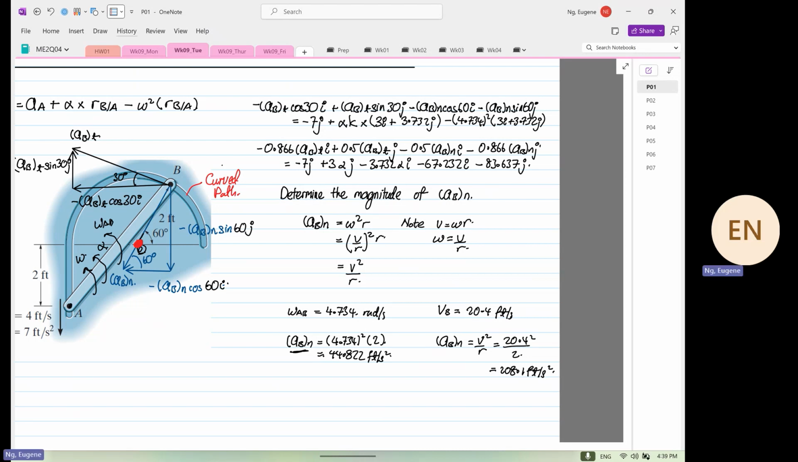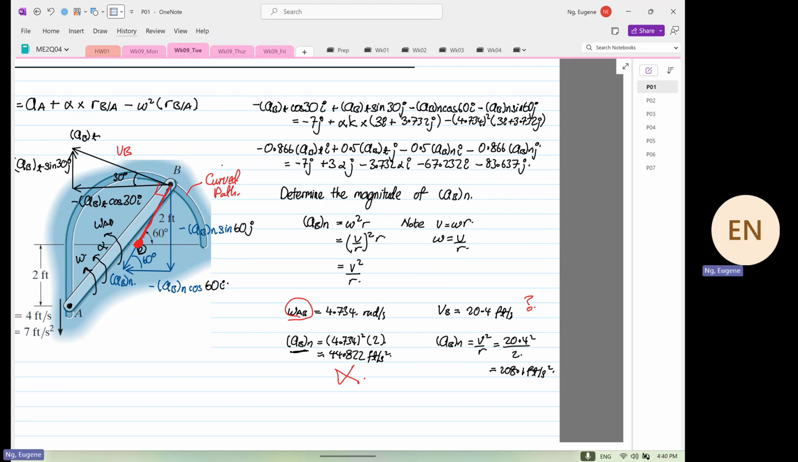Right? So when that's the case, this is wrong, because we use omega AB. Then how come VB is equal to 20.4 and we are good? This is because if you look at the vector for VB, VB is 90 degrees to this line over here. Can you see that? Yes or no?